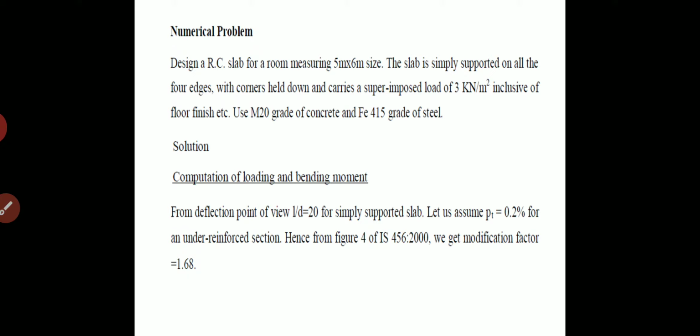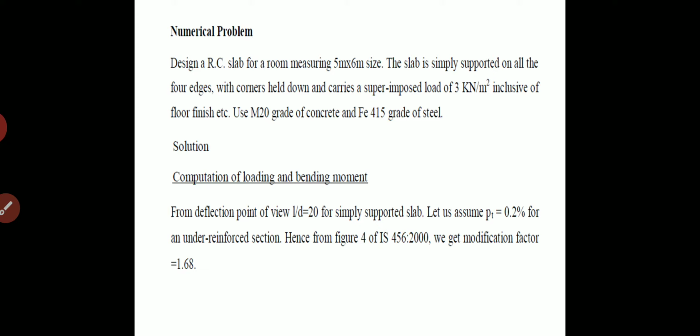In this question, given 5 into 6 meter size of room, which is longer span is 6 meter and shorter span is 5 meter, and superimposed load of 3 kilonewton per meter square, and M20 grade of concrete, which means that fck equal to 20 Newton per mm square, which is characteristic strength of concrete, and fy equal to 415 Newton per mm square, which is yield strength of steel.